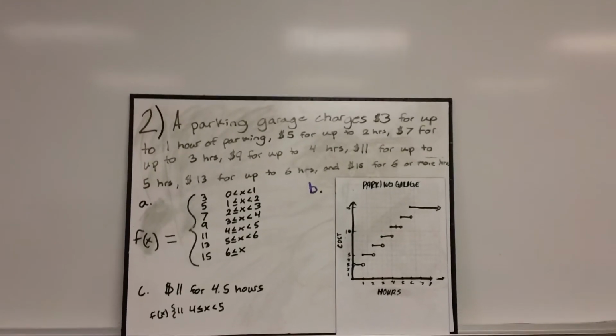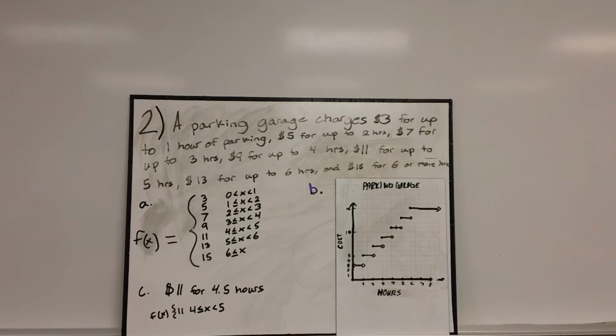I got a piecewise function by reading the word problem. Since it said $3 for up to but not including 1 hour, I put 3, and for the rule I put 0 is less than x, but 1 is greater than x. For 6 hours or more, the price would be $15, so I put 6 is less than or equal to x and extended the line so it would go on forever.